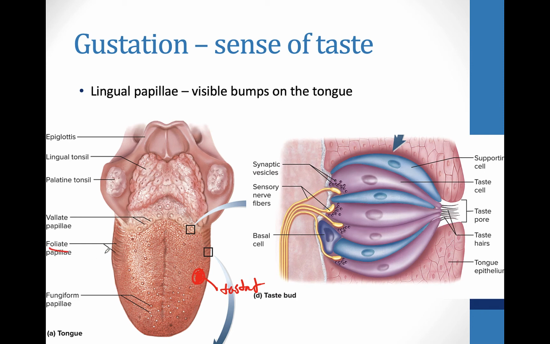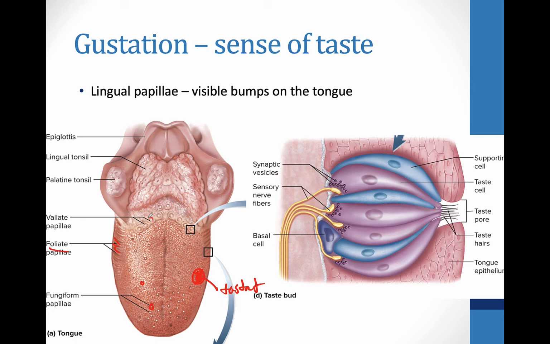We have the foliate, which are these kind of ridges on the tongue. These are weakly developed in humans, and most of these degenerate after about 2 to 3 years. The fungiform are these large bulbous ones on the tongue. These actually look like mushrooms, hence the name fungiform, so fungus shape. These only have about 3 taste buds on one. However, they're widely distributed around the tongue. You can see these bumps all over the tongue.